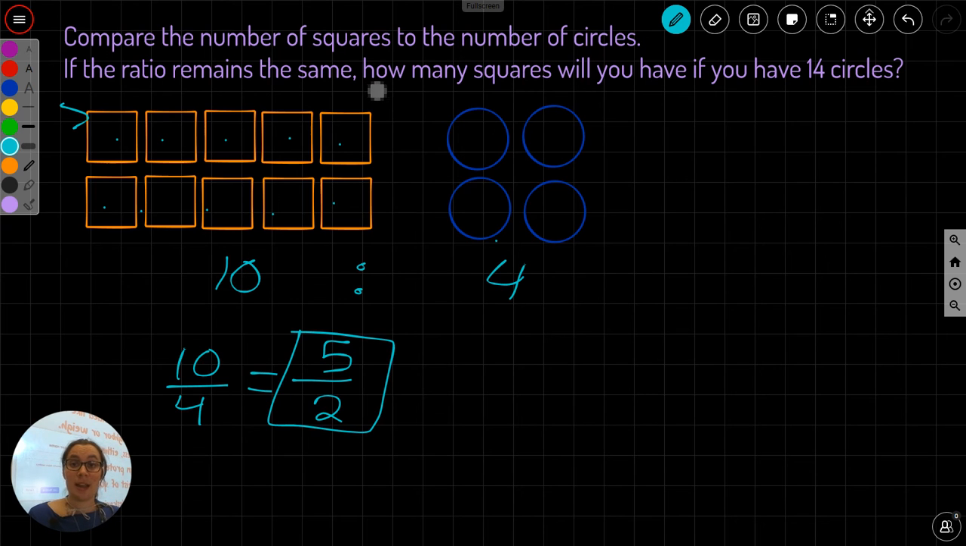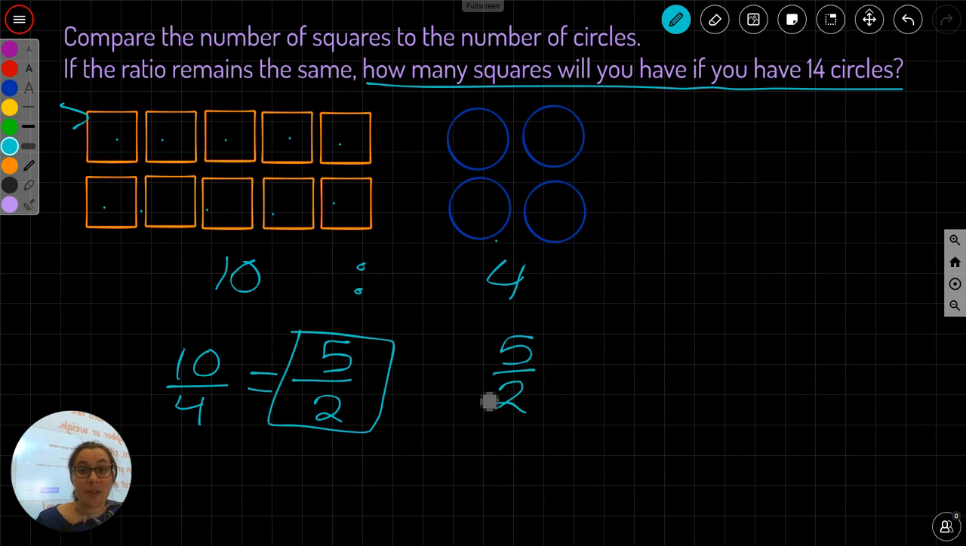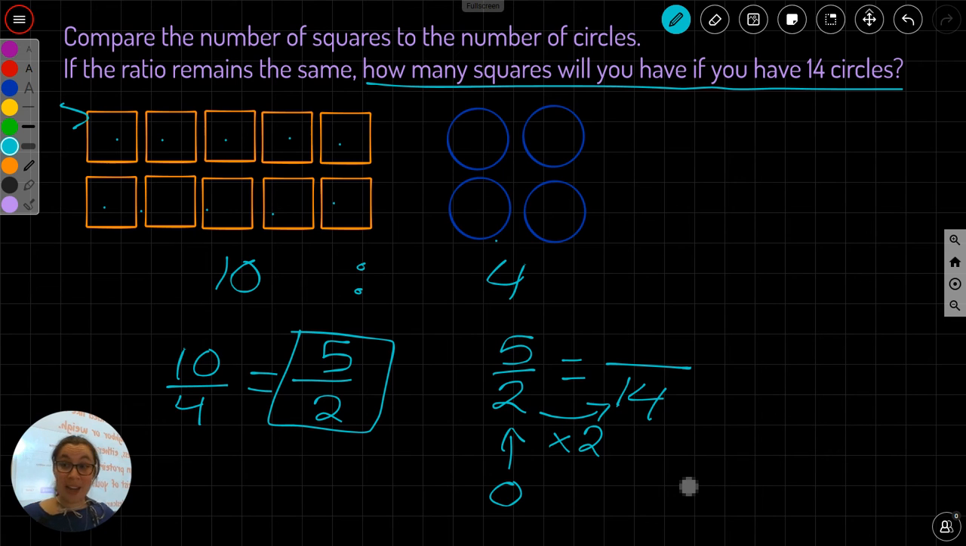So, how do I find out how many squares I will have if I have 14 circles? Well, again, just like if I was dealing with fractions, I would start with 5 halves and go, okay, this 2 is circles. So if that 2 was 14, well, how many squares would I have? Well, it's an equivalent fraction now. How do I go from 2 to 14? Well, times 2. Okay, what I do to the bottom, we got to do to the top.